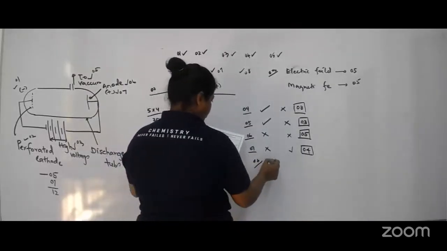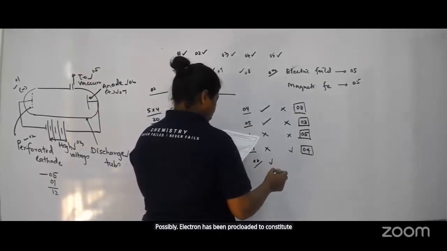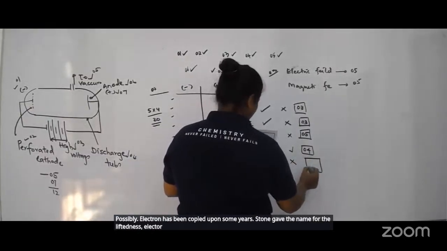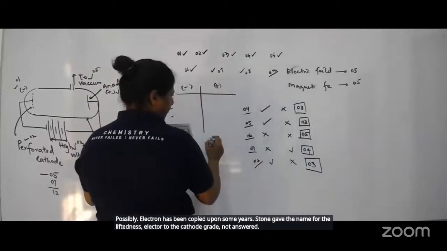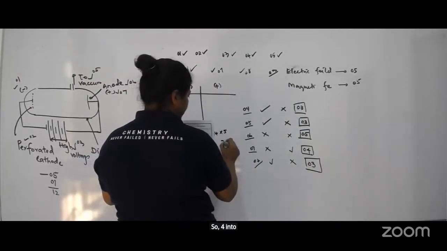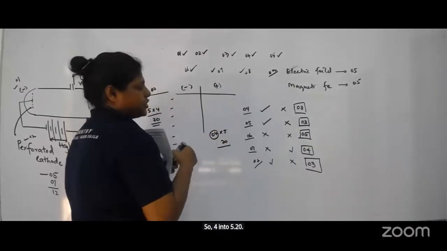The electron was found by J.J. Thomson. Yes. Stoney gave the name electron to the cathode ray? No. Answer. So 4 into 5, 20. Each square.